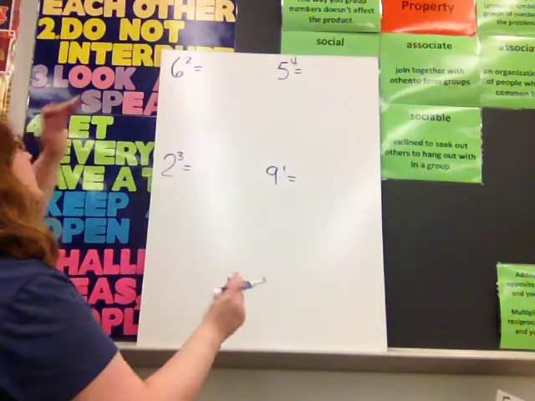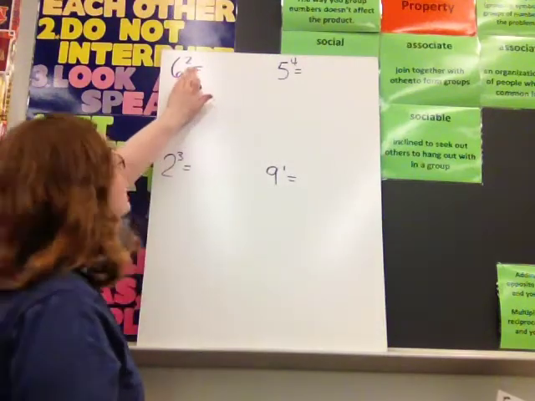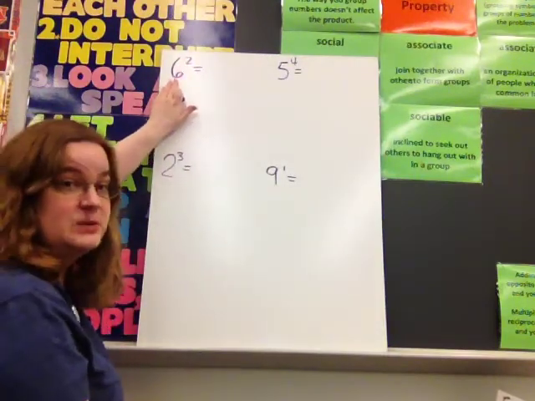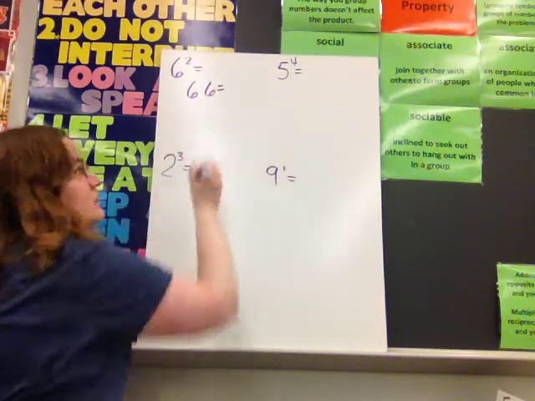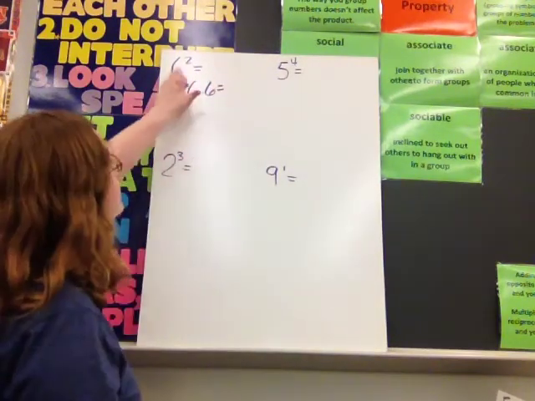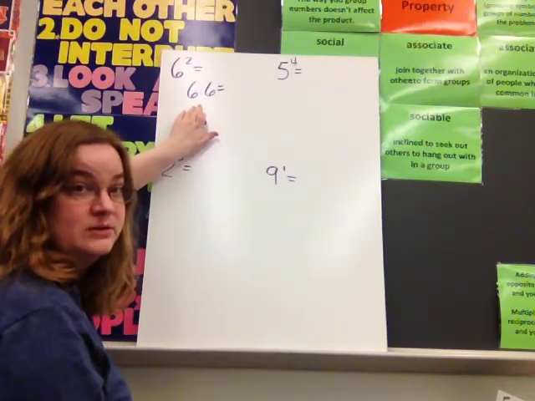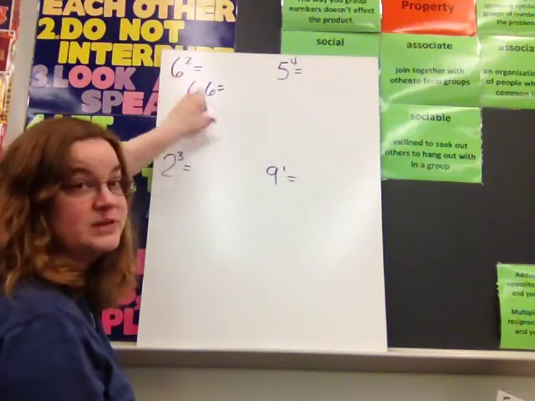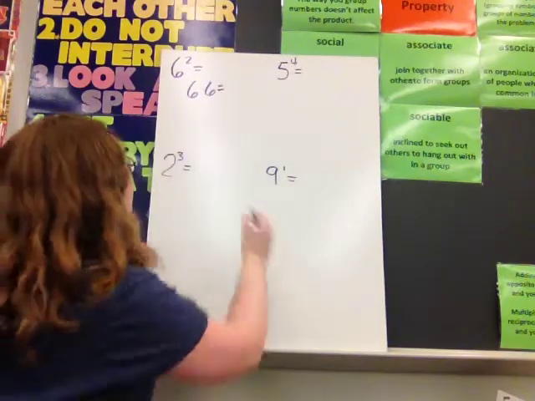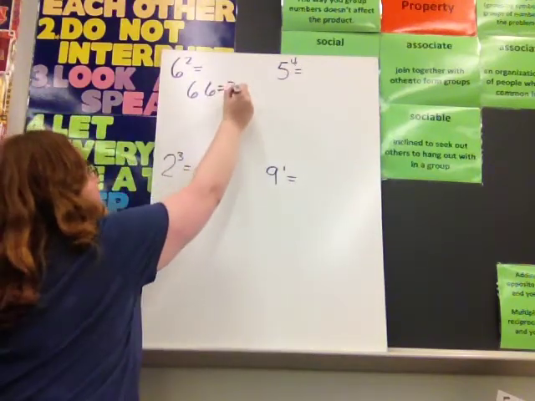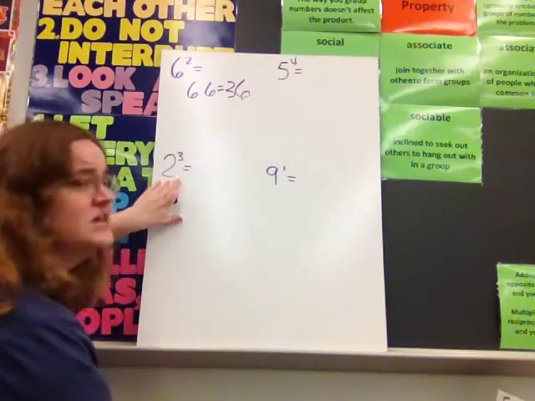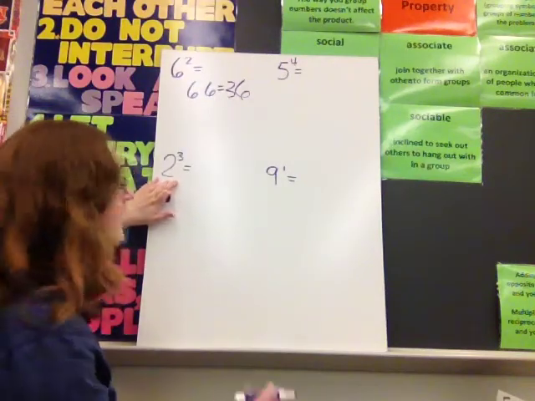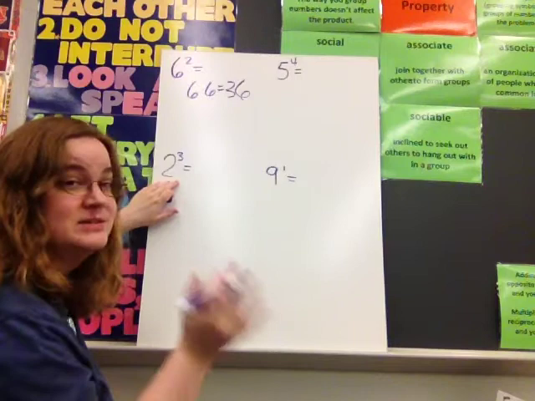All right, again, as I'm looking at this one, this is 2 6s multiplied together. Okay, so again, the base is telling me what number to multiply, and the exponent is telling me how many of them there are. Okay, so 6 times 6, of course, is 36. Easy peasy, right?